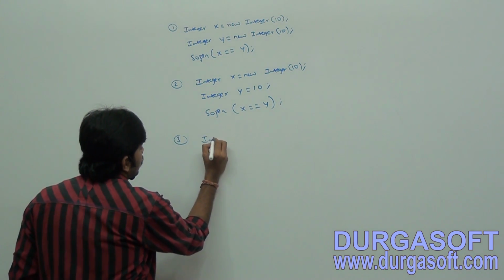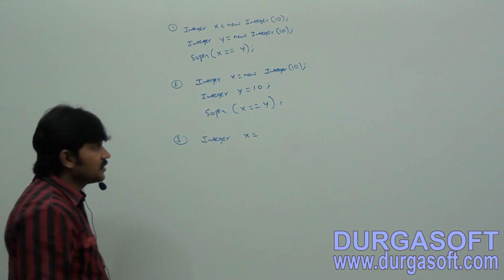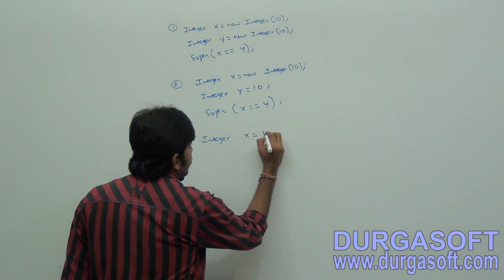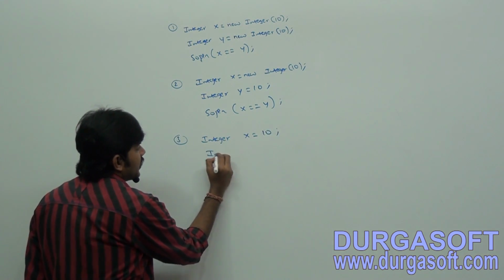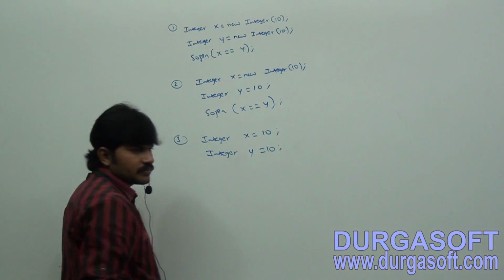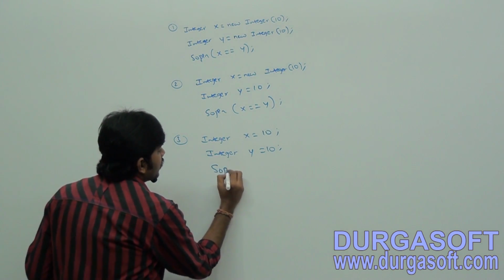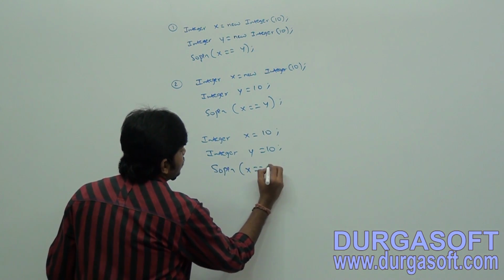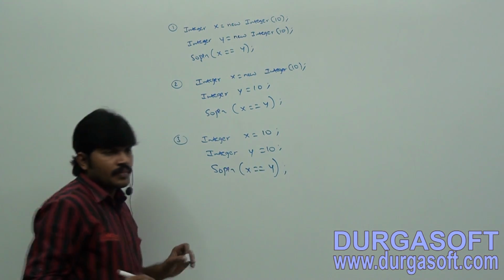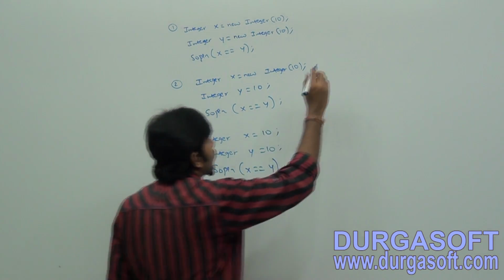Third one: Integer x is equal to 10, Integer y is equal to 10. System.out.println(x == y).